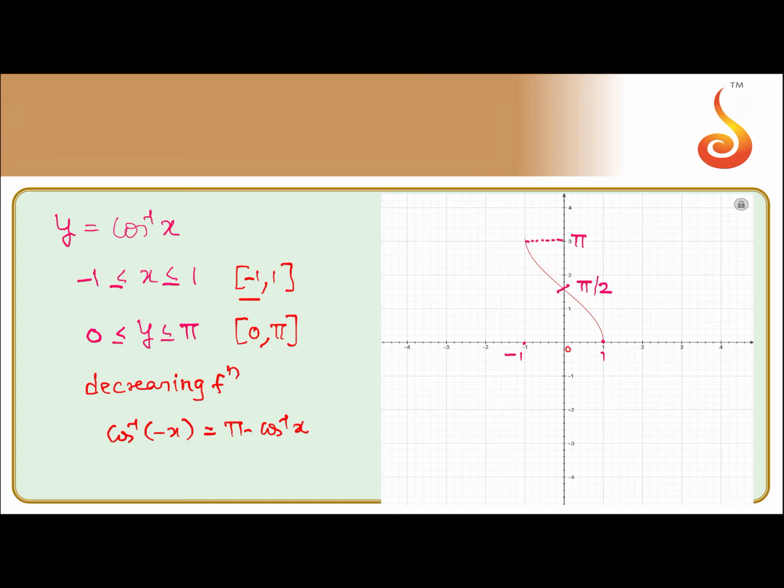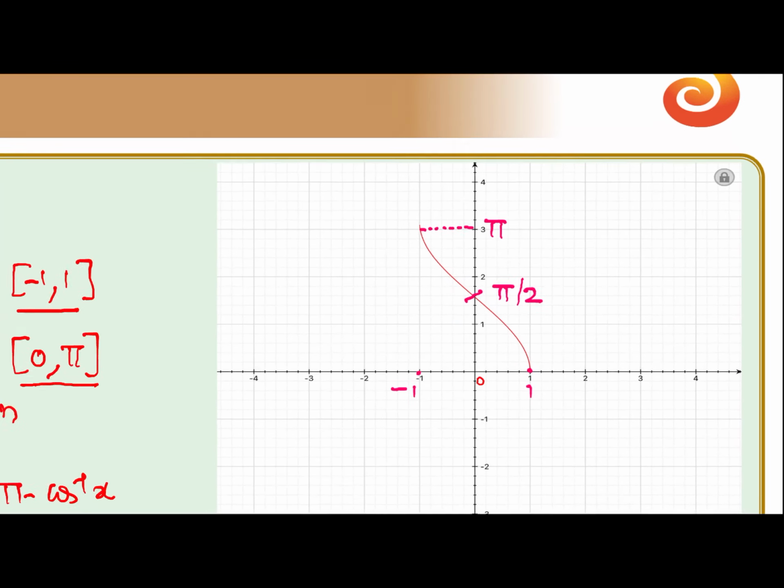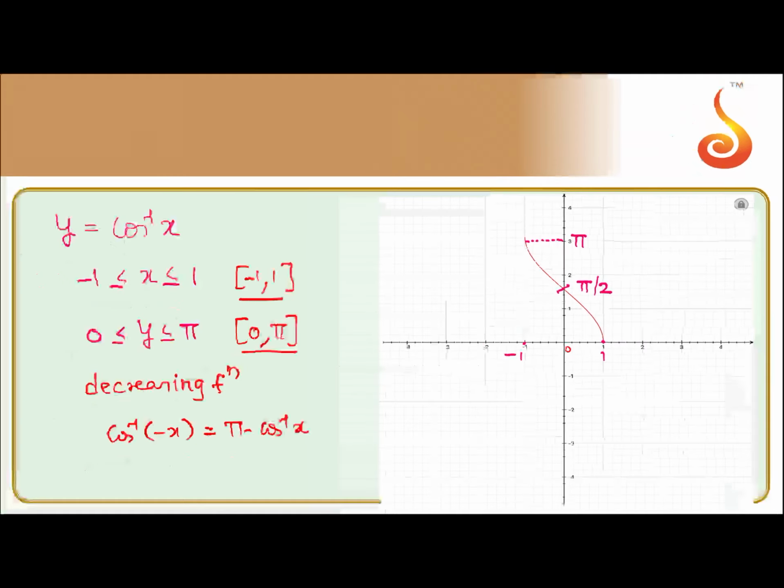So I will repeat once again. This is the domain and this is the range. It is a decreasing function. It is neither odd nor even function. I will show once again. The domain is from minus 1 to plus 1. Range is from 0 to pi.